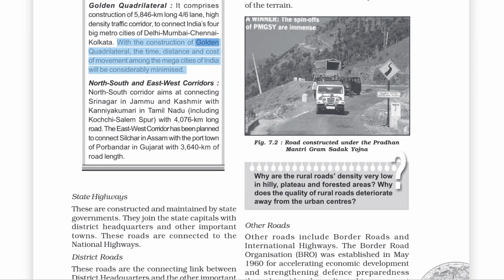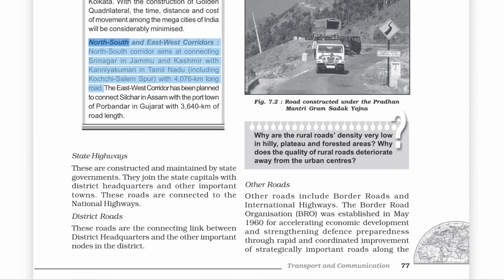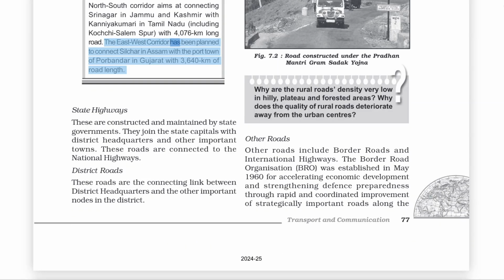With the construction of the Golden Quadrilateral, the time, distance, and cost of movement among the megacities of India will be considerably minimized. North-South and East-West corridors. The North-South corridor aims at connecting Srinagar in Jammu and Kashmir with Kanyakumari in Tamil Nadu, including the Kochi-Salem Spur, with 4,076 kilometers long road. The East-West corridor has been planned to connect Silchar in Assam with the port town of Porbandar in Gujarat with 3,640 kilometers of road length.